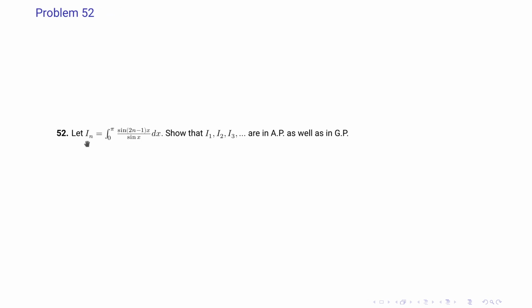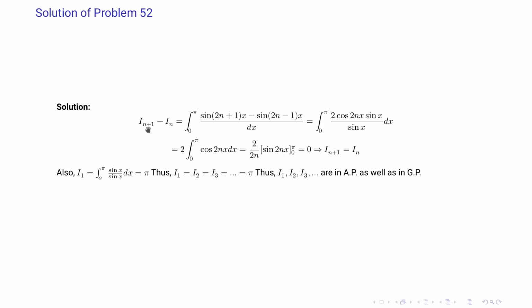Problem 52 says that let In be the integration of sin (2n minus 1)x by sin x with limits 0 to pi. Then we have to show that I1, I2, I3 are in AP as well as in GP. So we figure out In plus 1 minus In. Let's go stepwise, I don't want to skip this. So In plus 1 minus In is equal to the integral of sin (2n plus 1)x minus sin (2n minus 1)x, all over sin x, and dx should be here. Okay, this is badly typed.